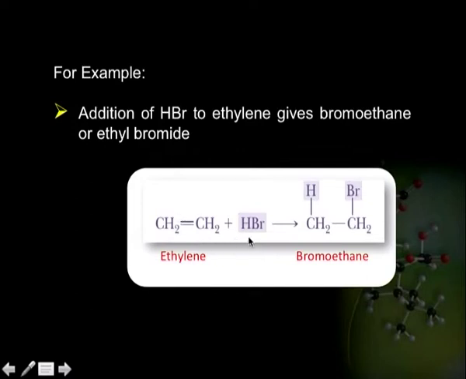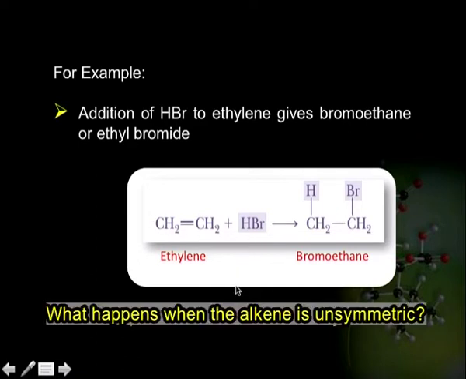Ethylene reacts with hydrogen bromide to give bromoethane, and as you have seen here, this double bond of course becomes a single bond, and there are two sigma bonds in place of a pi bond which get formed during this reaction. But what happens when the alkene is unsymmetric?